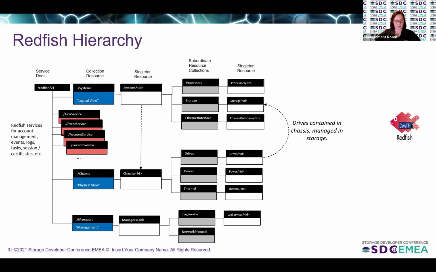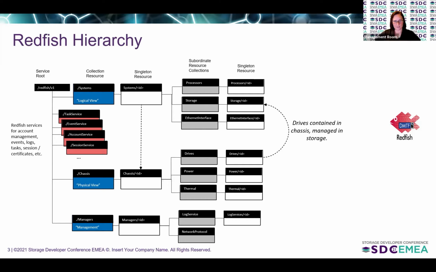These other pink or red services are all of the rest of the services available to supplement these models. This includes things like a log service, a task service, an event service, an account service, a session service, all of the things you basically need to create a full-fledged management environment within the Redfish service. That's basically how a Redfish system is constructed.